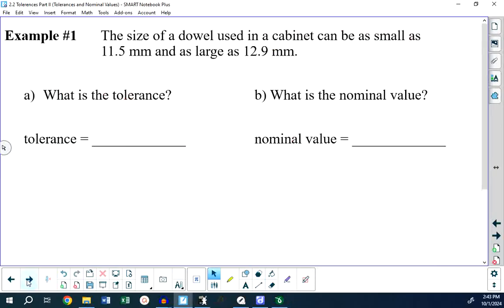Number one, the size of a dowel that's used in a cabinet can be as small as 11.5 and as large as 12.5. What is the tolerance? So you need your calculator for this.